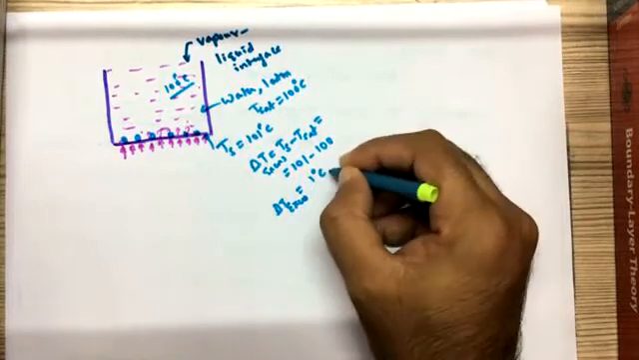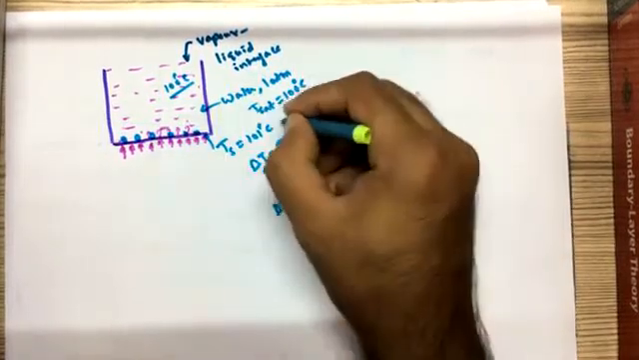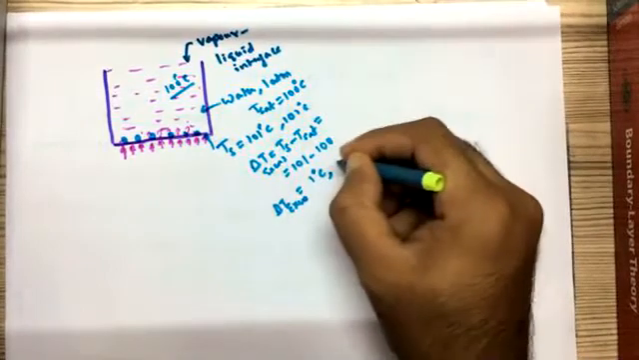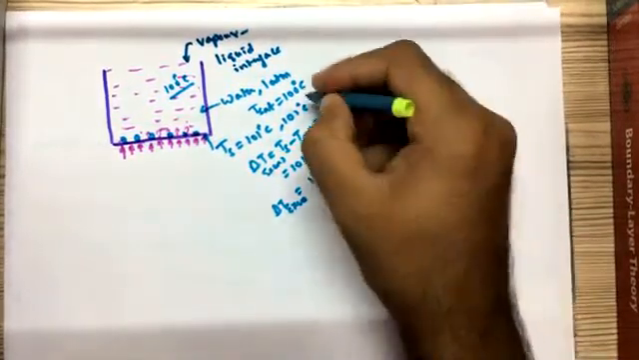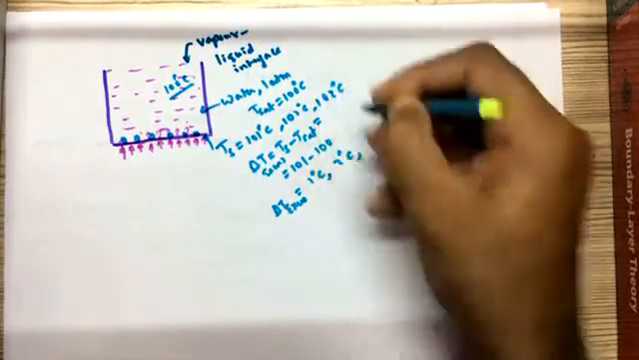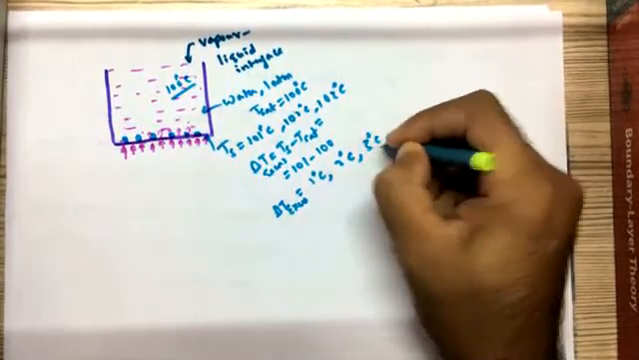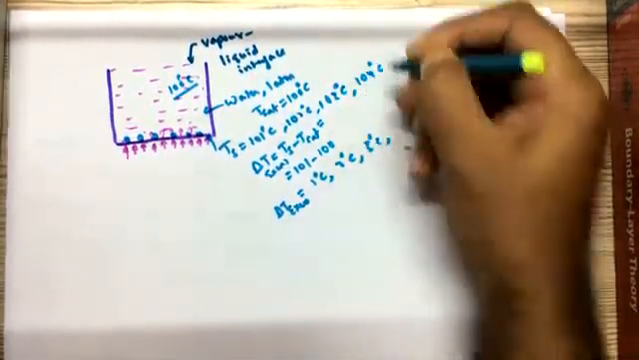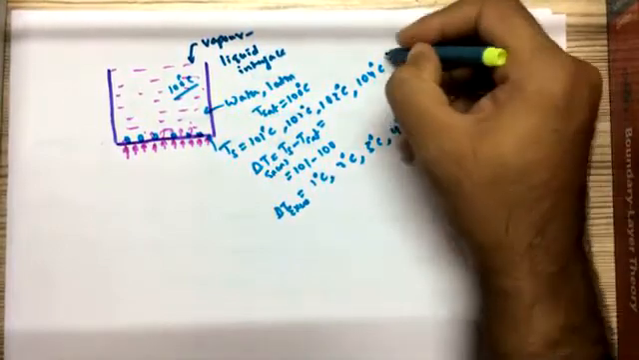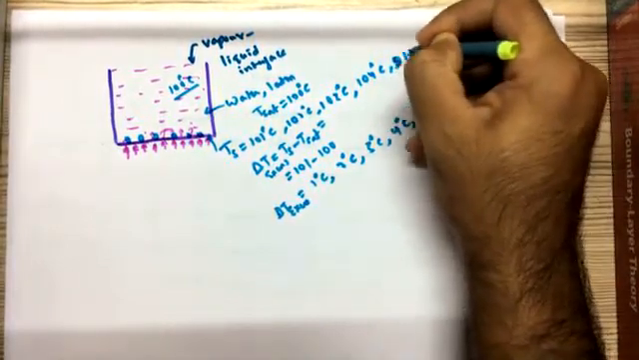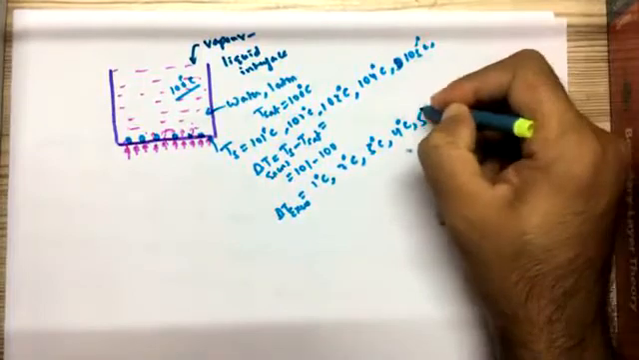So delta T would be 1 degree Celsius. If I consider 102 degrees Celsius, delta T would be 2 degrees Celsius. If I consider 103 degrees Celsius, delta T would be 3 degrees Celsius. If I consider 104 degrees Celsius, delta T would be 4 degrees Celsius. If I consider 105 degrees Celsius, delta T would be 5 degrees Celsius.